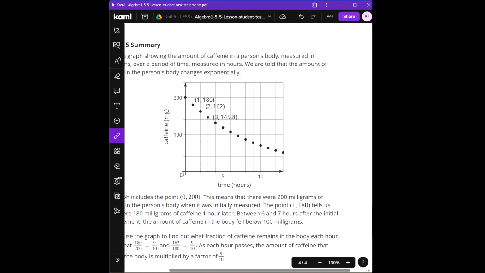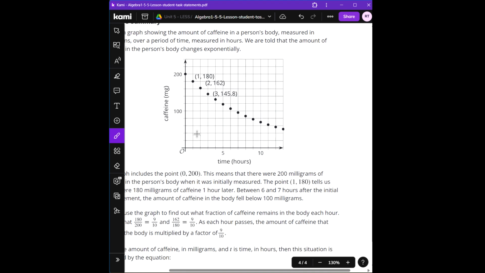Okay, and then, as always, make sure you read through the summary.